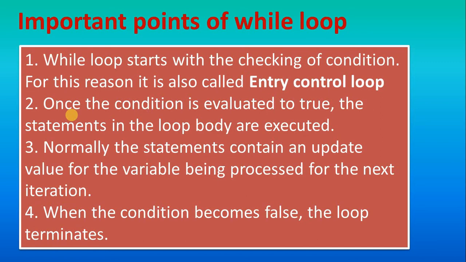Second point, once the condition is evaluated as true, the body of the loop is executed, and that you are already aware of. Third point, normally the statement contains an update of the variable being processed for the next iteration. So for going to the next iteration, we use a counter like x++, as we have seen in the example. When the condition becomes false, the loop gets terminated. These are the important points in the while loop.